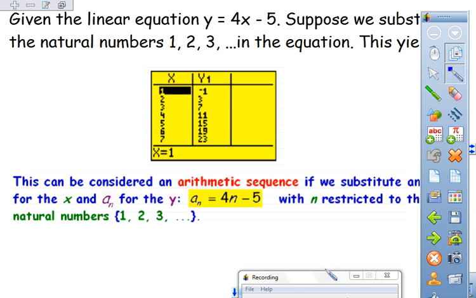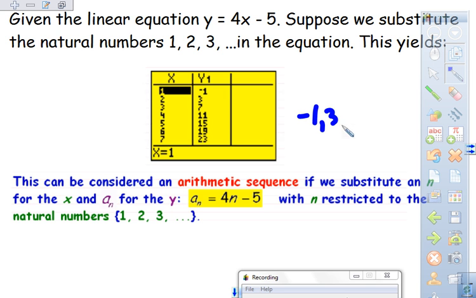Given the linear equation y equals 4x minus 5, suppose we substitute the natural numbers 1, 2, 3, and so on in the equation. This yields the following outputs: negative 1, 3, 7. Let me write those out. Negative 1, 3, and 7. This can be considered an arithmetic sequence.